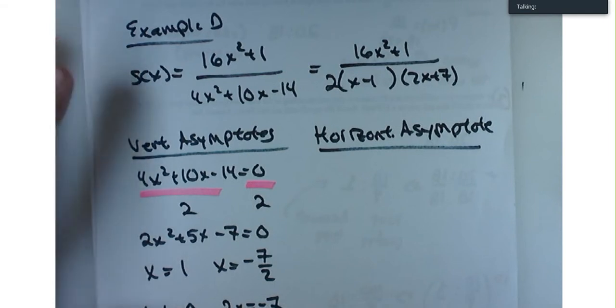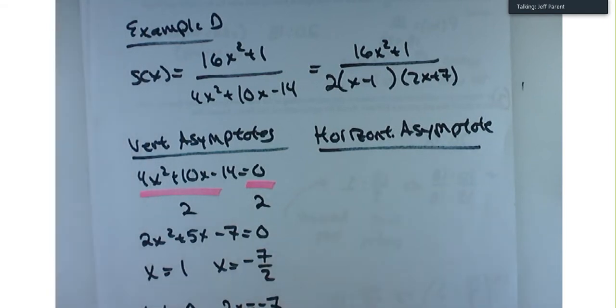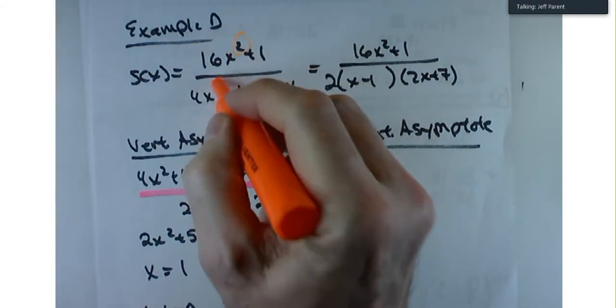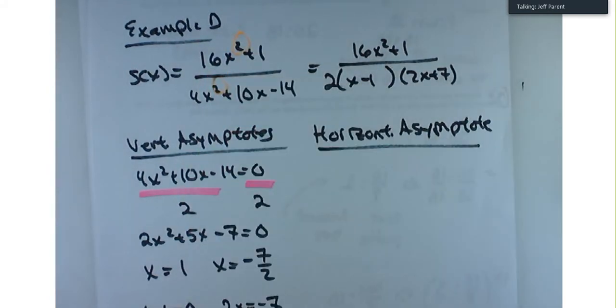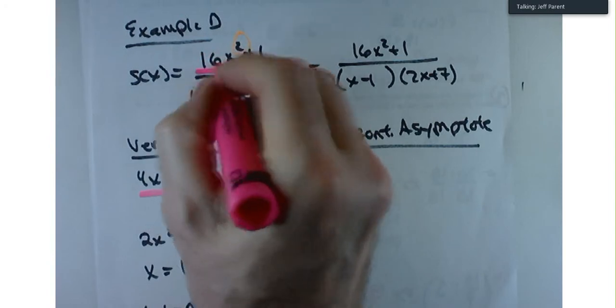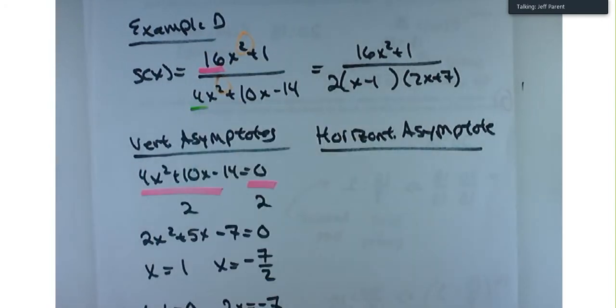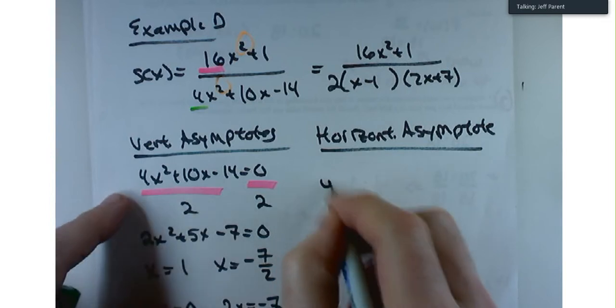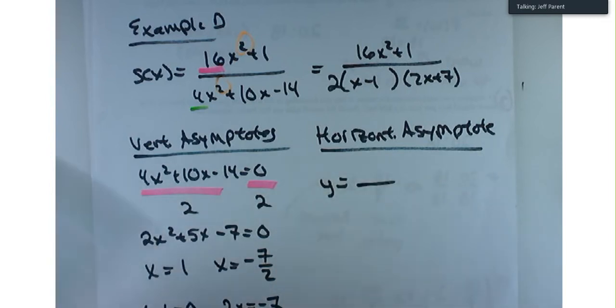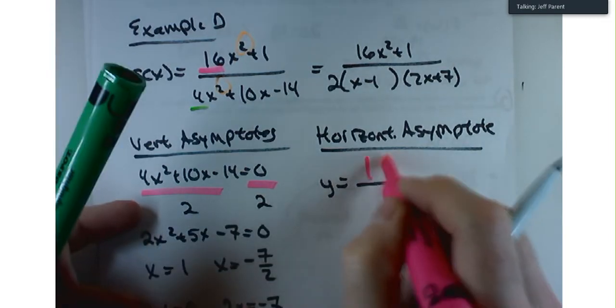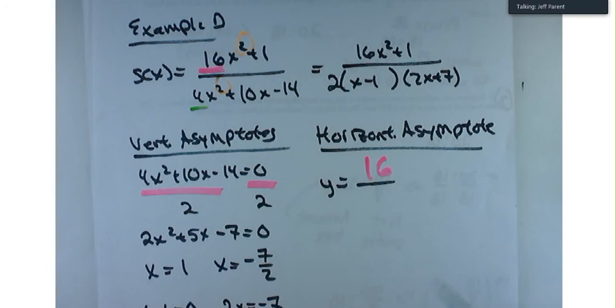Would be 4. Yeah, we want to look at the ratio of a couple things. Notice that these are the same. So the horizontal asymptote is going to be the ratio of this one to this one. So it's going to be y equals 16 over 4. 4. Beautiful. Done.